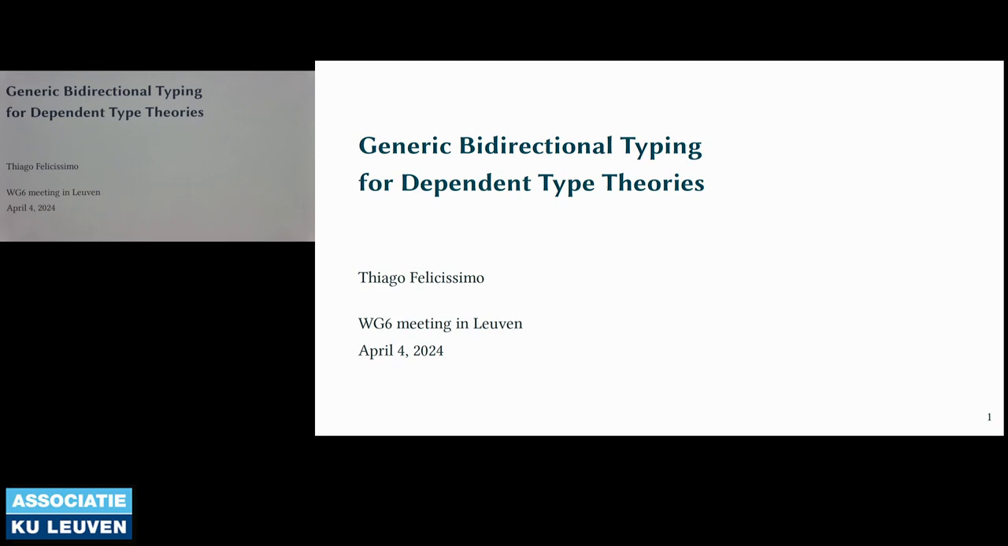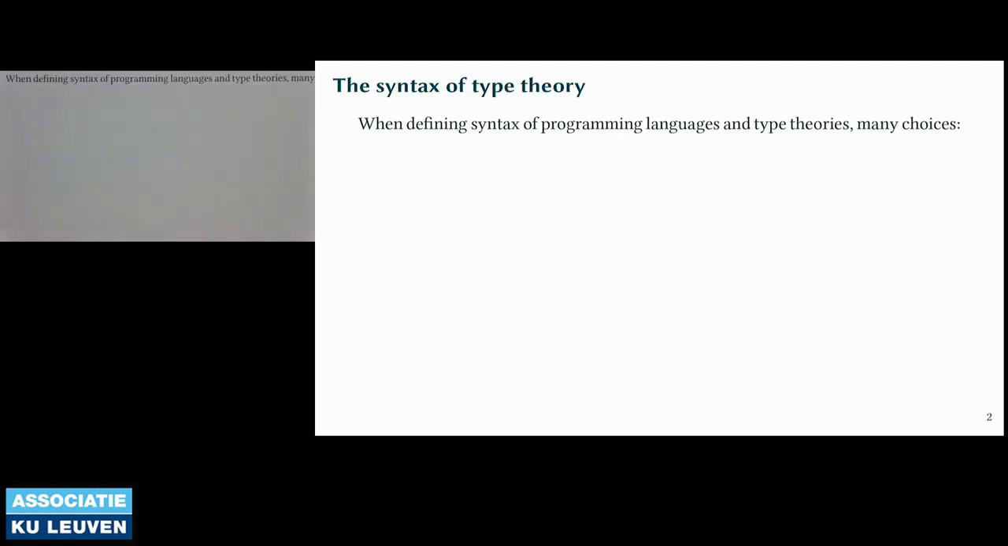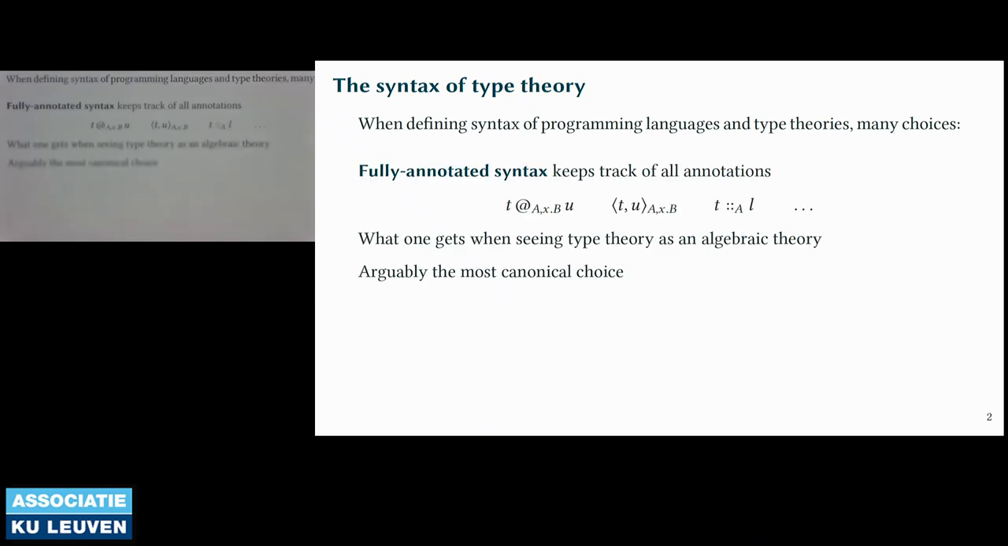Okay, so let me start. Let me start by talking to you about the syntax of type theory. When we're defining programming languages and type theories, we have a choice to make with respect to which syntax we want to use. One possible choice is, for instance, to use a fully annotated syntax in which we keep track of all of the typing information in the syntax. So for instance, whenever we have an application, we write the domain and the codomain of the application. And this is a very natural choice.